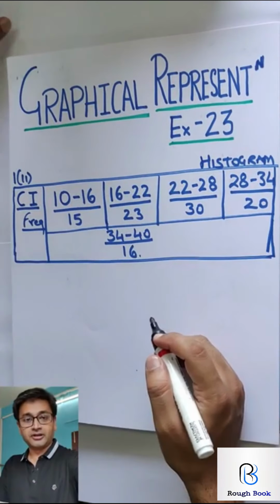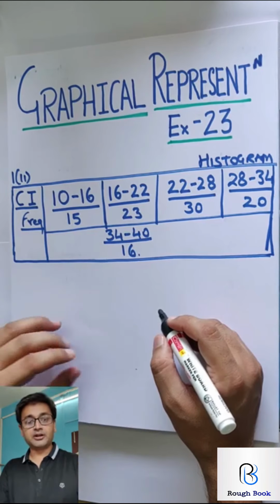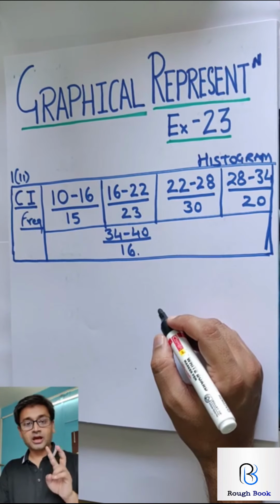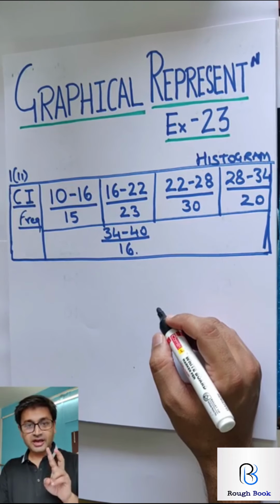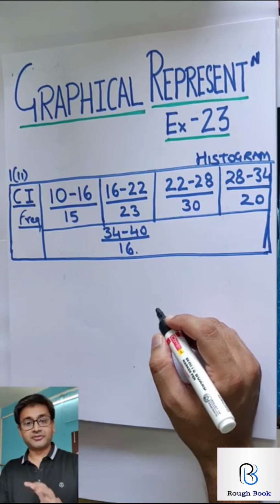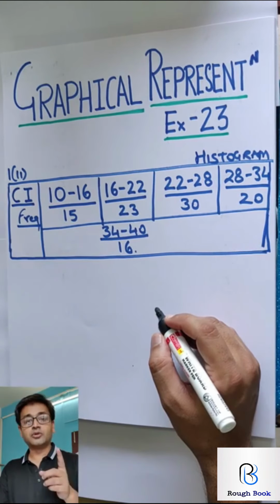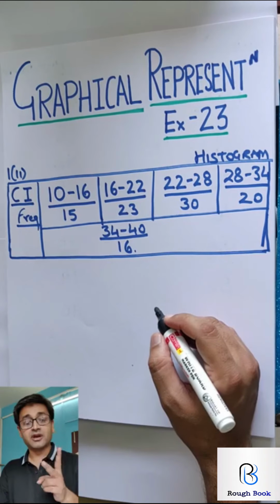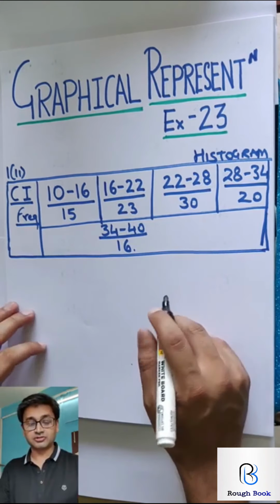Today we are getting into graphical representation, exercise 23. In the previous part we understood what is histogram and what is ogive. Histogram is basically a type of bar graph and ogive is a type of line graph. There are different types of graphs which we use to represent data. So today we are going to study histogram and ogive. Why are we studying histogram and ogive? That I will tell you only once we finish this video.